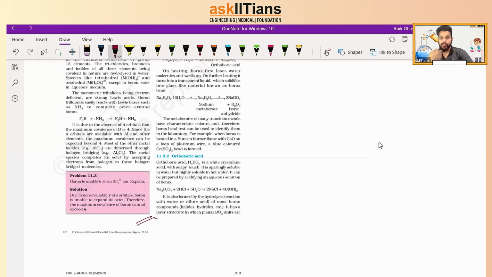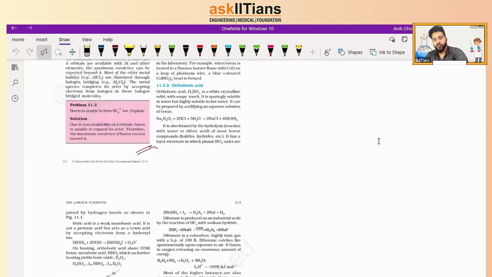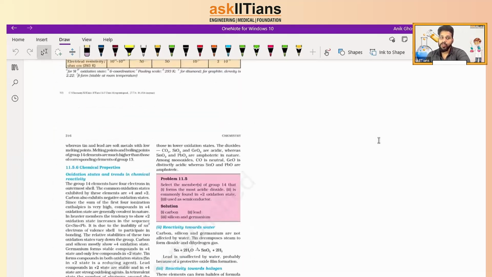Similarly, for group 14 as well, when you open it up, you'll be able to see the same heading: important trends and anomalous properties of, in that case, carbon. Remember one thing, guys, for every single group, the first element, like for group 13 this boron, for group 14 it would be carbon, group 15 it would be nitrogen, group 16 it would be oxygen, for all of them, they show anomalous properties. And that's why this is a common point in every single chapter. So up to that only you have to study. The rest of the part, like borax, orthoboric acid, and all these things, are not in your JEE Mains syllabus at all. These are all there in your JEE Advanced syllabus.